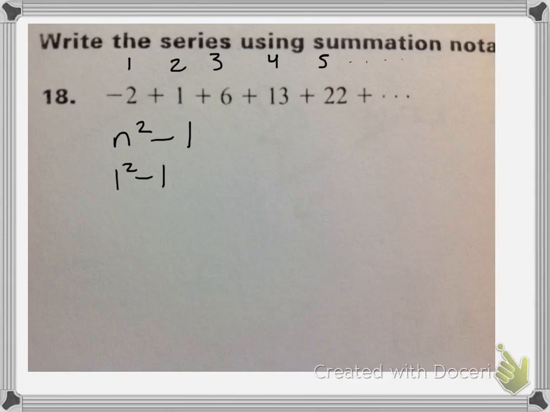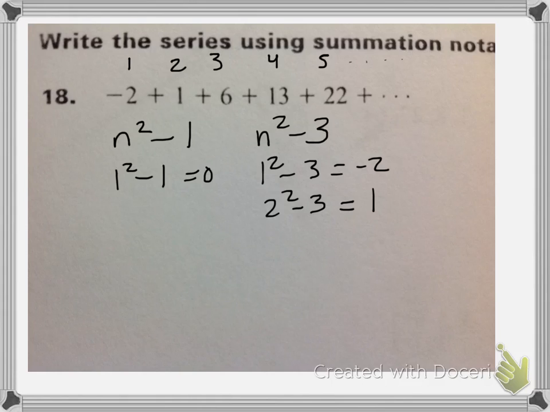So when we do this, it is going to be 1 minus 1. That gives me 0, so that doesn't work. But Mr. Navor, you said it would be a minus 3. So 1 squared minus 3, is that a negative 2? Yep. 2 squared minus 3, that's 4 minus 3, that's a 1. And then 3 squared minus 3, that's a 9 minus 3, is that 6? Yes. And if you keep trying it, yes, this is the formula.